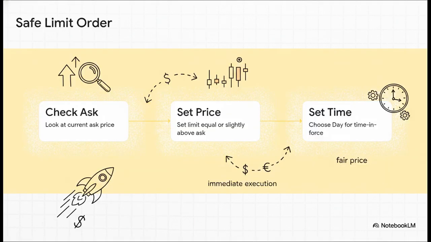Now, for those times when you absolutely do need to place a manual trade, here is your foolproof, safe limit order checklist. Step 1. Look at the current ask price of the ETF. This is simply the price sellers are currently requesting. Step 2. Set your limit price equal to or maybe slightly above that exact ask price. Step 3. Choose day for your time in force setting. That's it. Walking through this incredibly simple step-by-step template pretty much guarantees you get a fair price and immediate execution without having to agonize over pennies for hours on end.